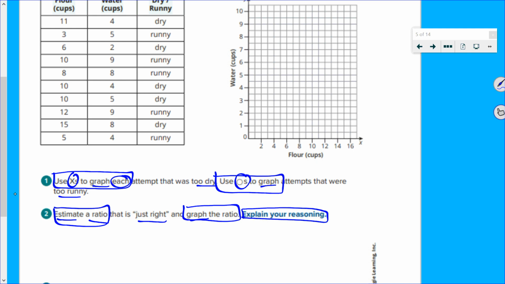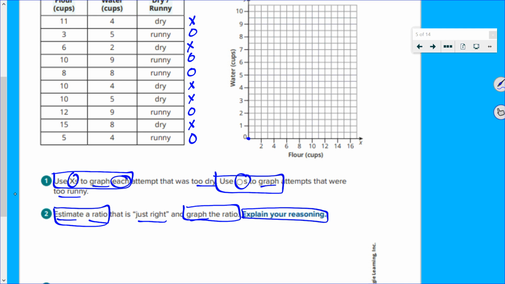So I'll give you a hint. Just to start off, what I would do is actually just write on your table, go ahead and put the X's and O's. So all my two dries are X's, all my runnies are O's. So this shows you which points you're plotting by which manner. So your X's are going to be in one part of the graph, the O's will be the other part. What do we know about a ratio? Where does the ratio need to end up on my graph? Origin, so it needs to start right there.